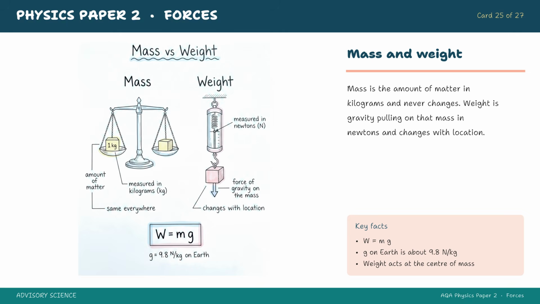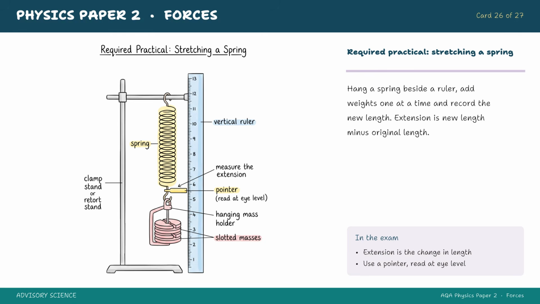Required practical, stretching a spring. In this practical, you test how a spring stretches. Hang a spring from a clamp stand next to a vertical ruler. Measure the original length of the spring at eye level. To avoid reading errors, use a horizontal pointer attached to the bottom of the spring.